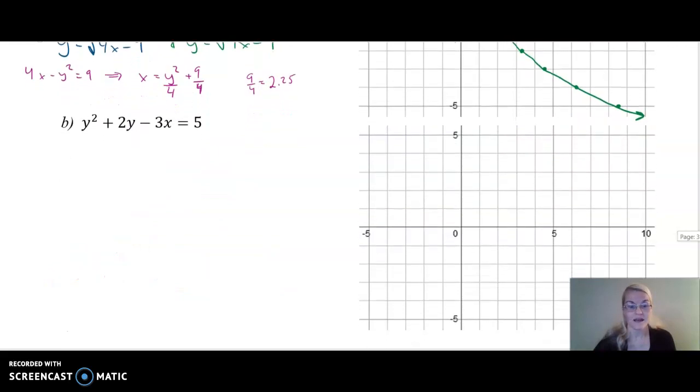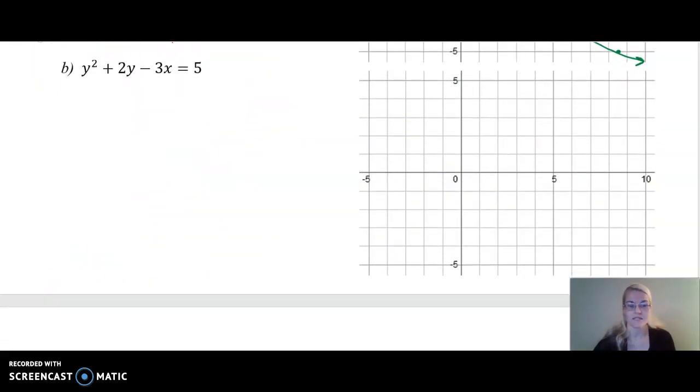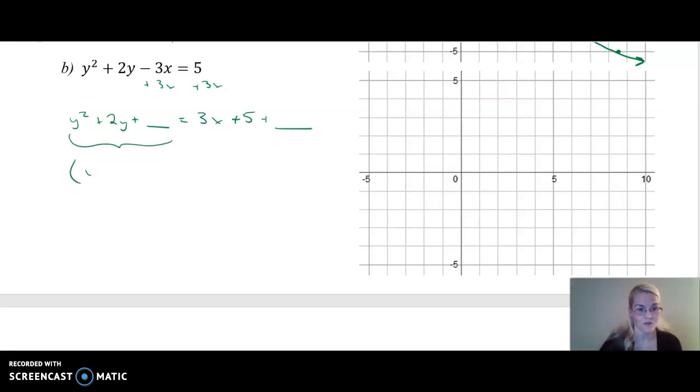But let's now see what you can do here. y squared plus 2y minus 3x equals 5. Well, how do we solve for y? I would highly recommend getting the x on one side. And we want to complete the square. So y squared plus 2y plus what? 3x plus 5 plus what you add to one side, you should add to the other. I want all of this to factor into y something squared.